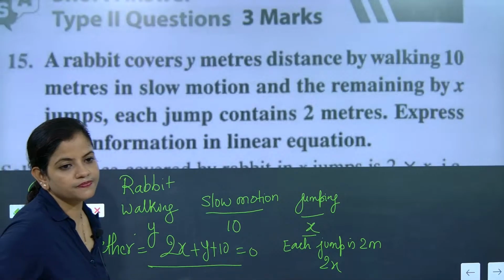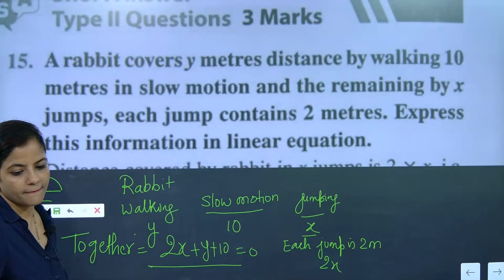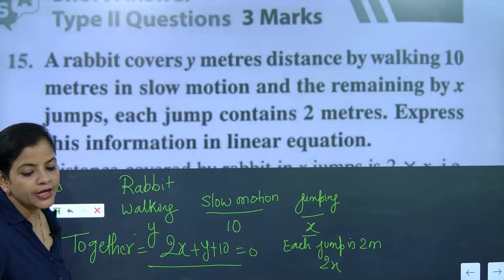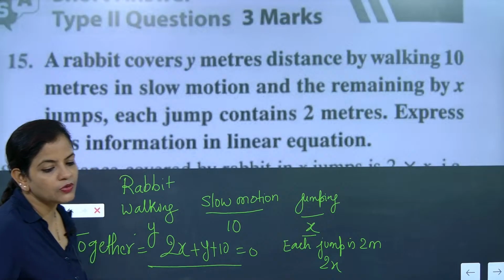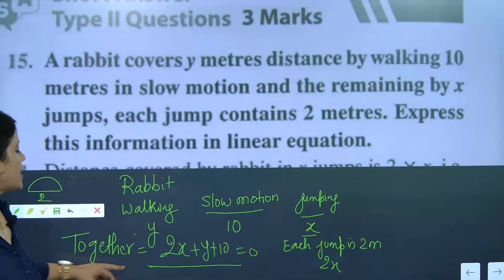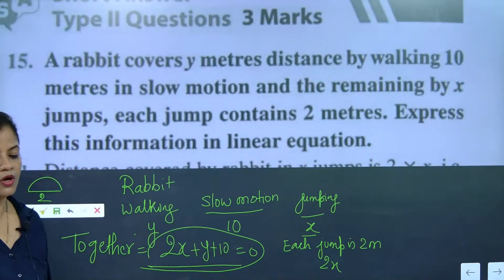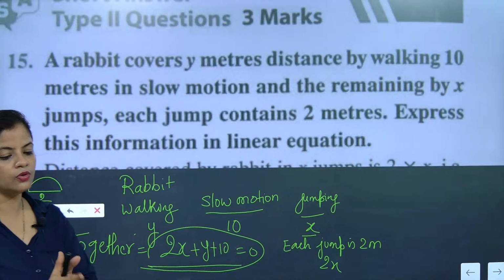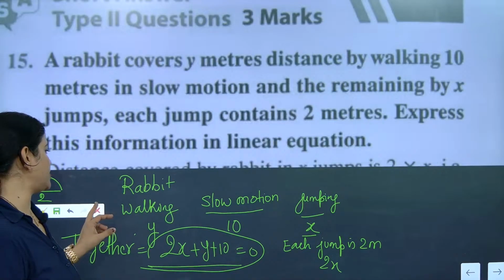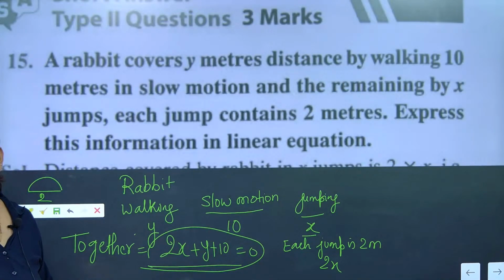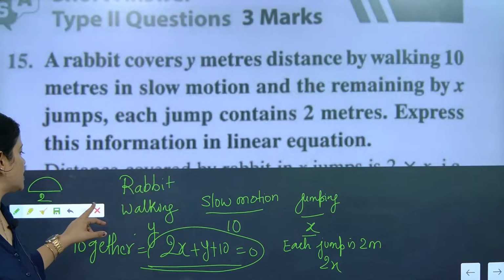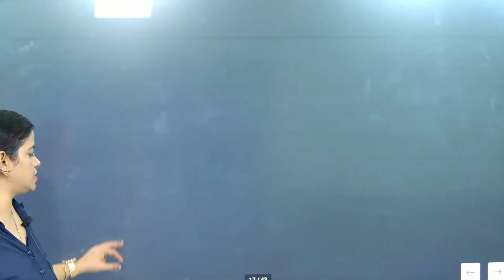Done or not? A 2, B 1, C 10. Absolutely correct. So this is exactly the answer: 2x plus y plus 10 equal to 0. I hope you might have understood how to write the equations. Is it tough or easy? Easy. So the total distance will come like that. So we need to go for the next question.